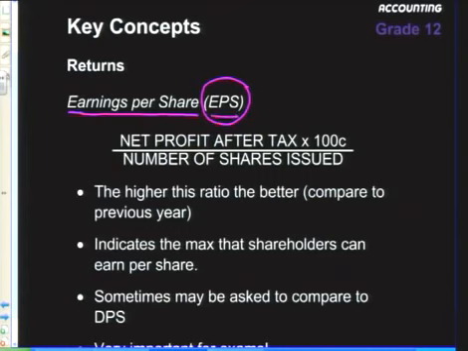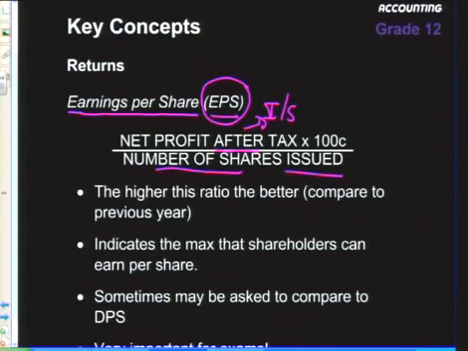You can call earnings per share EPS. So in order to calculate earnings per share, I'm taking my net profit after tax, guys, not before tax, after tax, which I get from my income statement. I then divide this by number of shares issued.